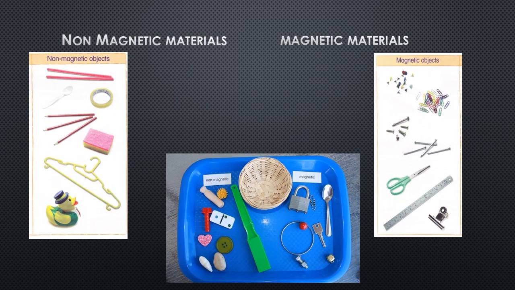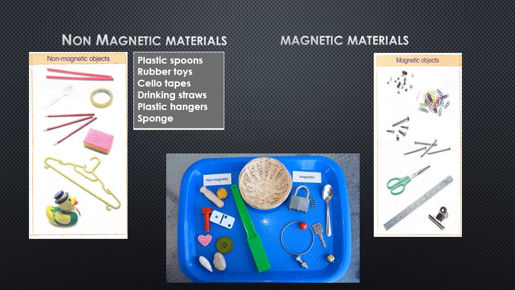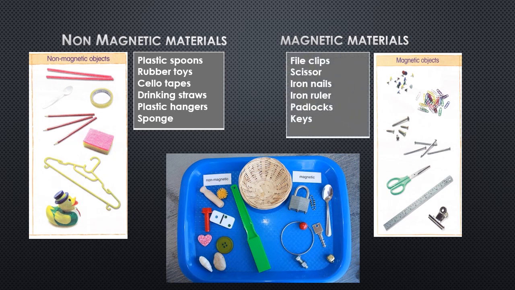The materials that are attracted towards magnets are known as magnetic materials, and the materials that are not attracted towards magnets are known as non-magnetic materials. Plastic spoons, rubber toys, sellotapes, drinking straws, plastic hangers, sponge are some of the non-magnetic materials. File clips, scissors, iron nails, iron rulers, padlocks, keys are some of the magnetic materials.